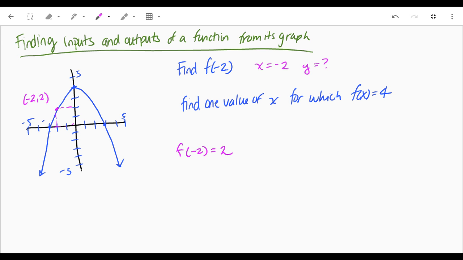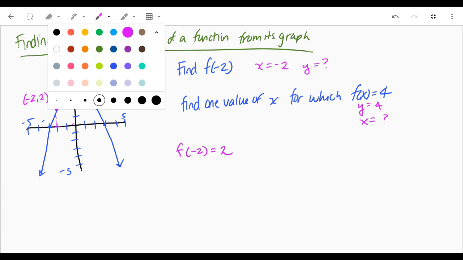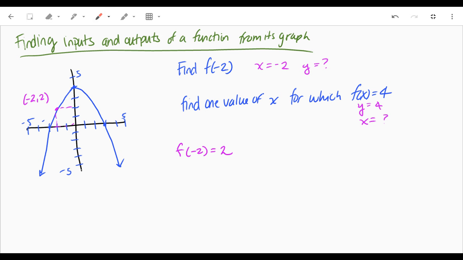And then we want to find one value of x for which f of x is 4. So that's if y is 4, what is x? Okay, so if y is 4, then we're up here. Okay, and again, you'll be able to tell it from, oh, I'm sorry, 4. We're up here. Okay, if y is 4, then x has to be 0. That point at 0, 4. Okay, so x equals 0 would be that first one. Okay, so you're just reading the graphs for that.